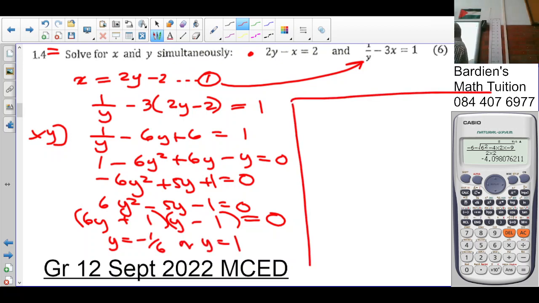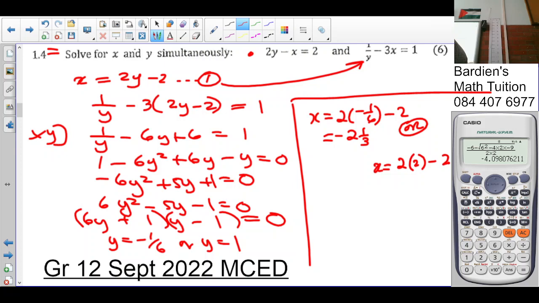What we do with that is we substitute that wherever we see y again. So we then say x is equal to 2 times negative 1 over 6 minus 2. So it's negative a third minus 2, which is negative 7/3. Or in the other case, x is equal to 2 times 1 minus 2, which is 0. Okay. Any confusion there, people? No?